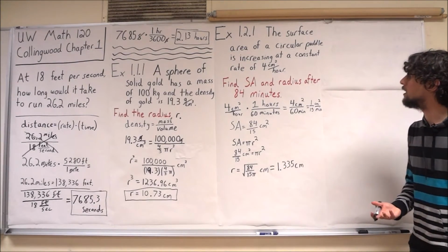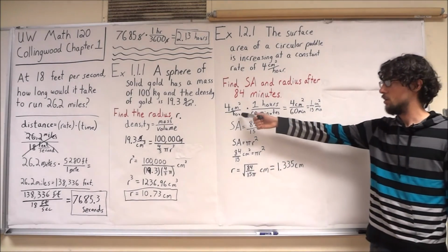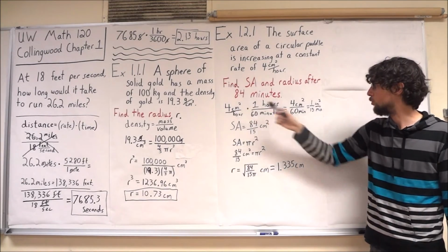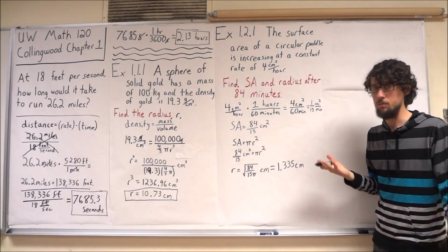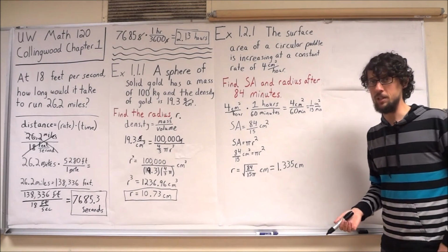So in the text, they take a slightly different approach. Rather than converting this rate of change into centimeters squared per minute, they decide to convert 84 minutes into hours. The two approaches are quite similar. I hope that you'll be able to make sense of both.